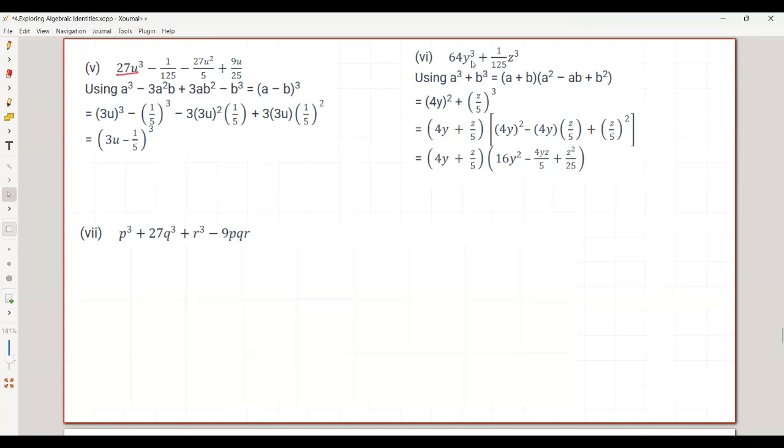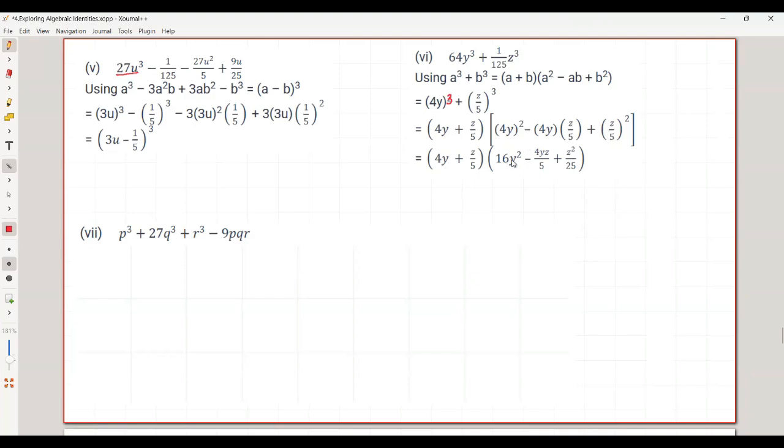Right, so how to write the a value: 4y the whole cube, this is (4y) the whole cube, plus (z by 5) the whole cube, which gives 1 by 125 z cube. Now the a value is 4y, and the b value is z by 5. So replace in the formula: (4y plus z by 5) into (a square minus ab plus b square).